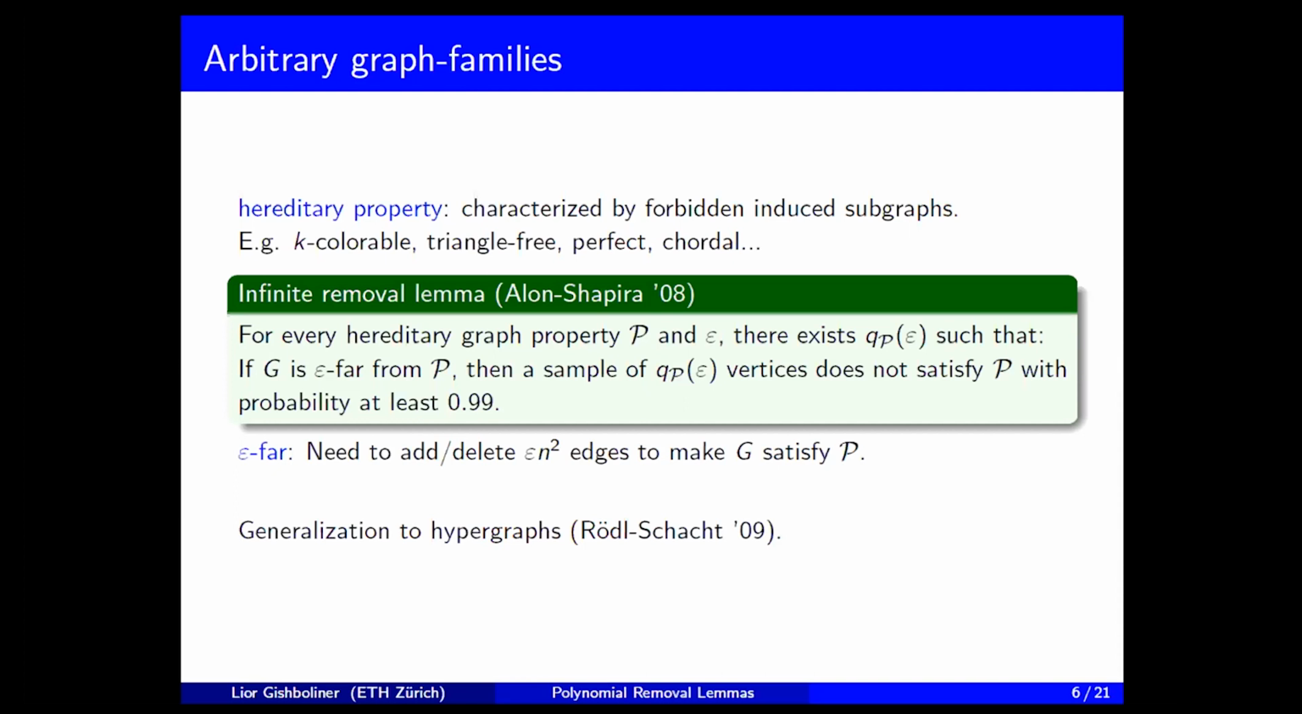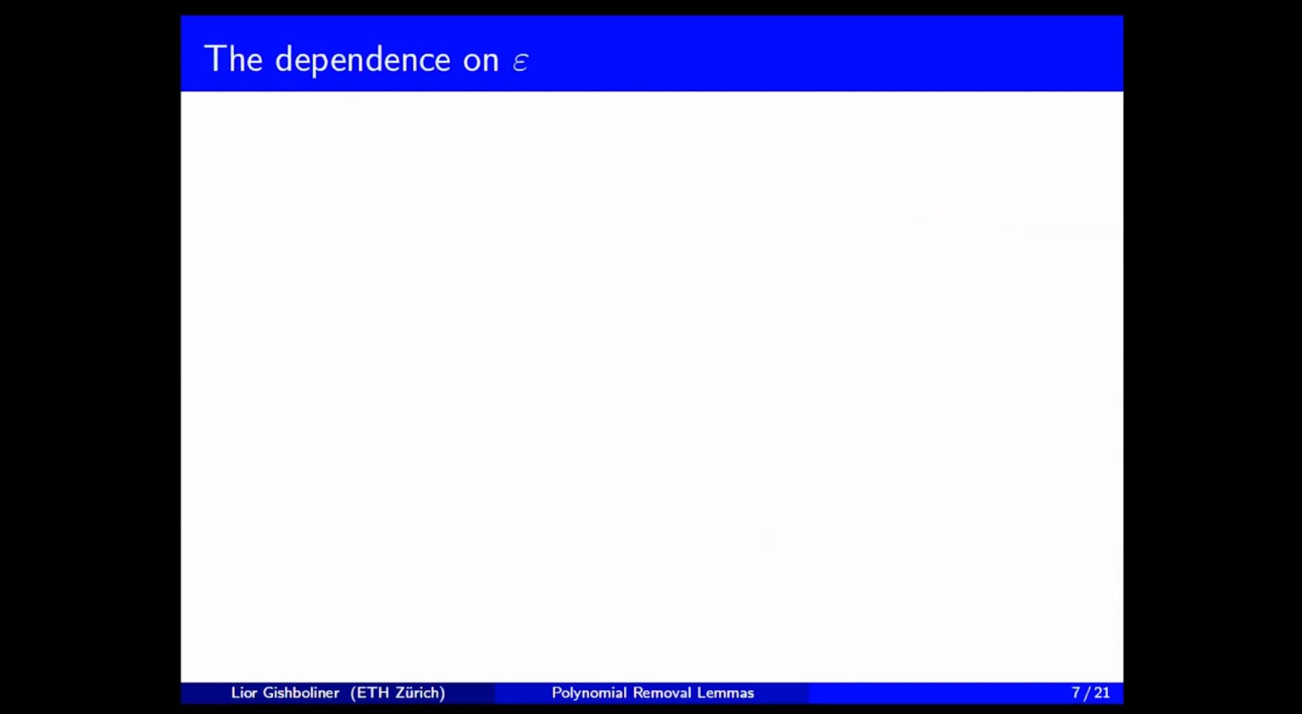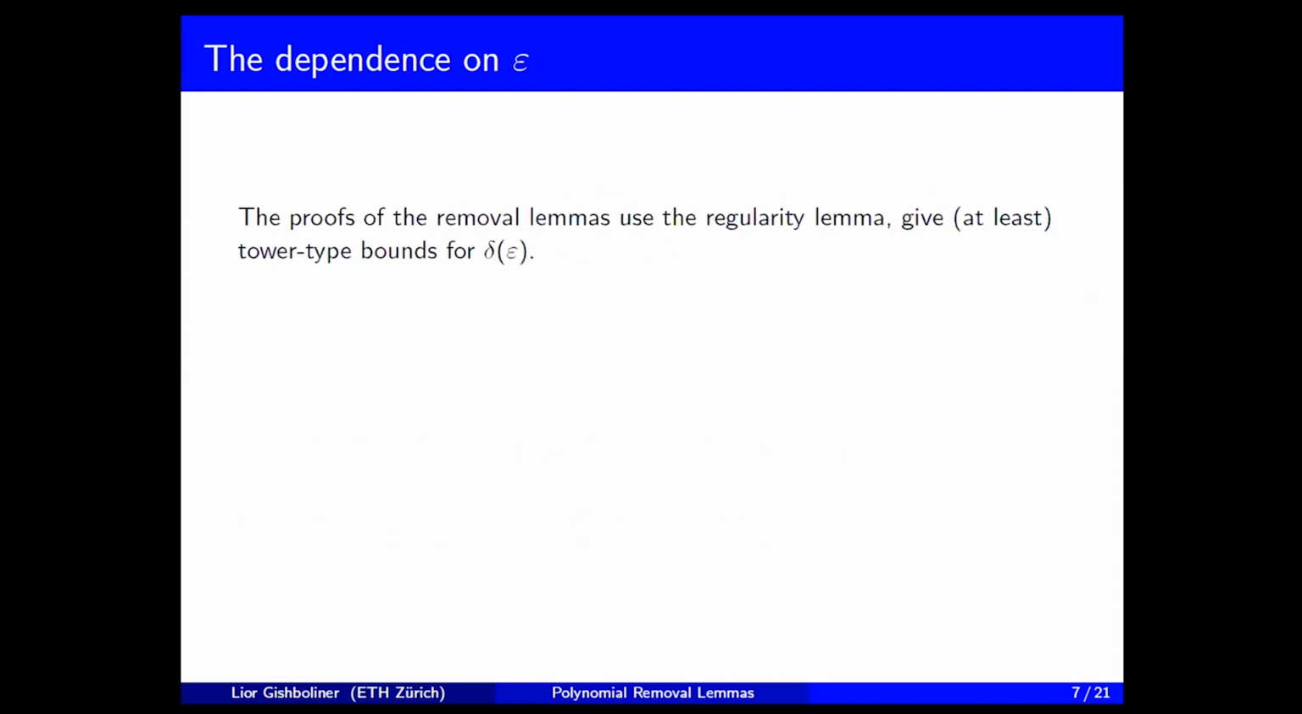Okay, so now what we can ask is, what is the dependence on epsilon? So we have a very general result. We know that for every property, we can test it with this algorithm, but we want to know how many vertices we need to sample. So how does this depend on epsilon? Unfortunately, the proofs of all of these results use the regularity lemma, or even some stronger version of the regularity lemma. And therefore, the bounds that we get on delta or on Q are very large.